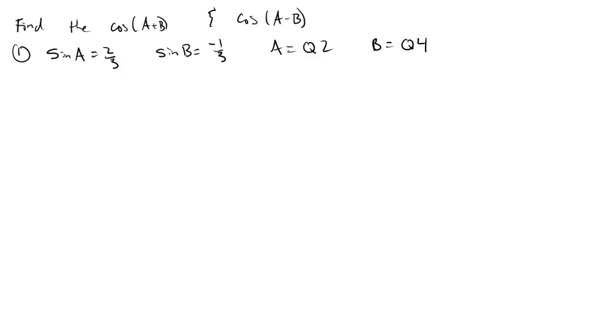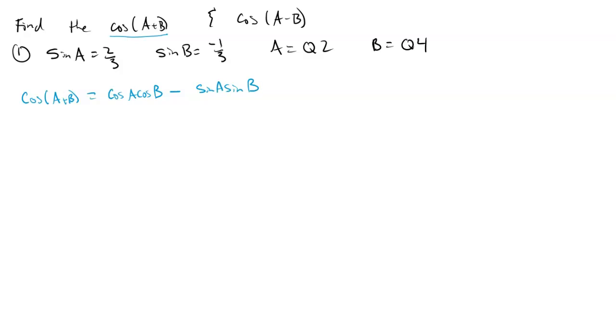Okay, so this might be confusing because you're like, ooh, what could A be? We are not finding what A is. We are not finding what B is. We are finding what happens when I add those numbers together. So the first thing that I'm going to do is expand my identity. So cosine of A, cosine of B, minus sine of A, sine of B.